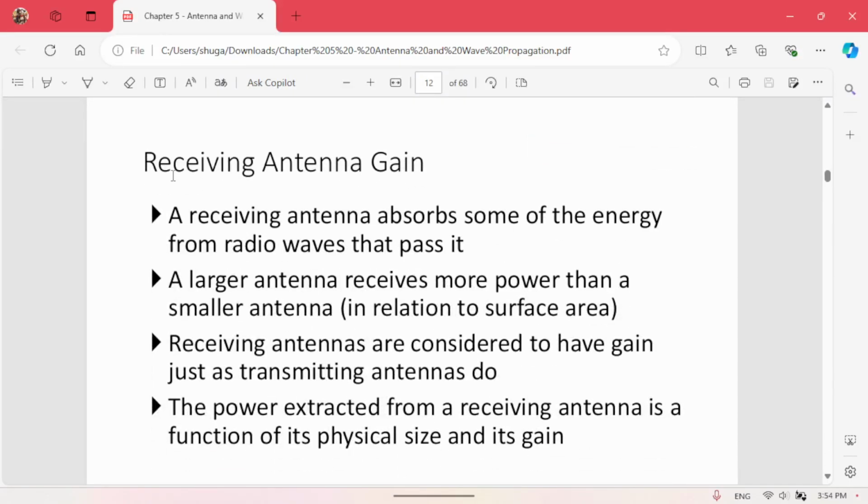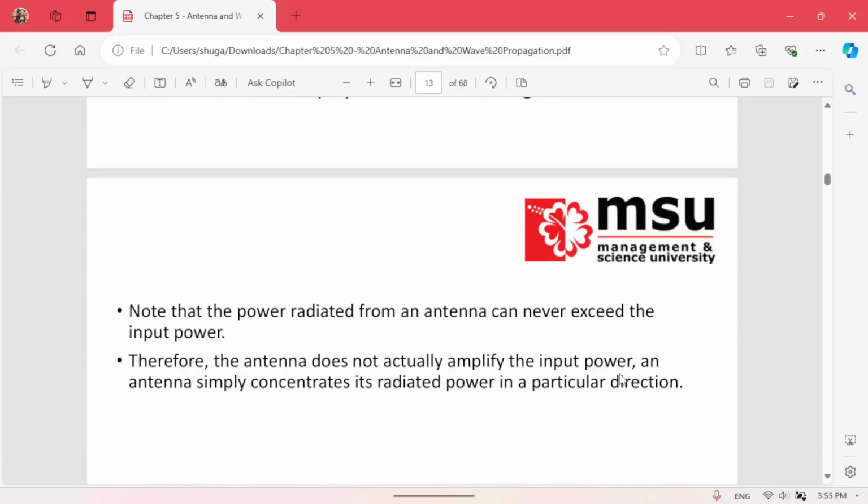Let us see the receiving antenna gain. A receiving antenna absorbs some of the energy that passes it, and a larger antenna receives more power than a smaller antenna. It is in relation to the surface area. If it's big, it receives more. If it is small, it will receive less. Receiving antennas are considered to have gain just as transmitting antennas do. The power extracted from the receiving antenna is a function of its physical size and its gain.